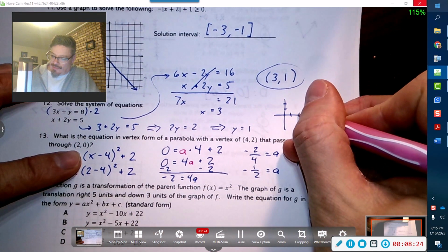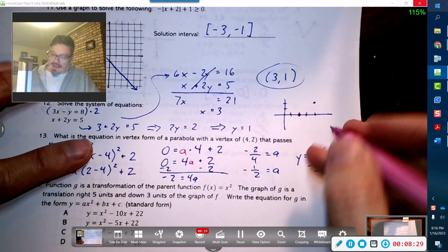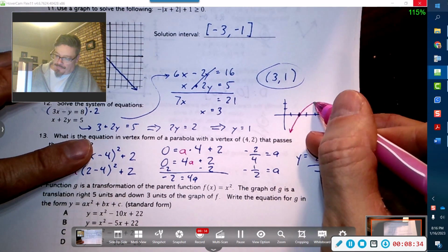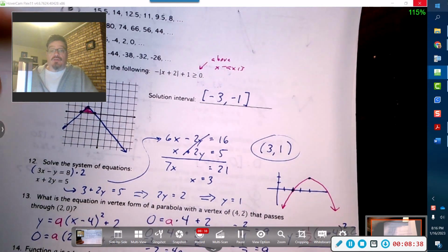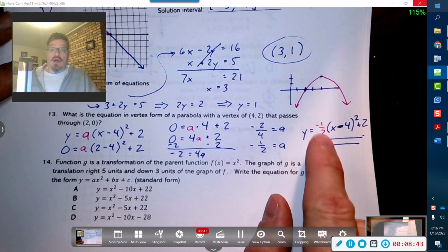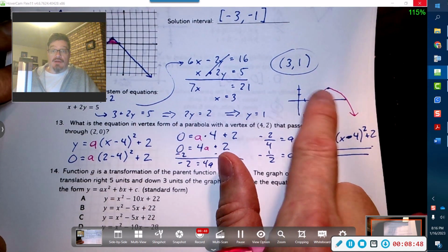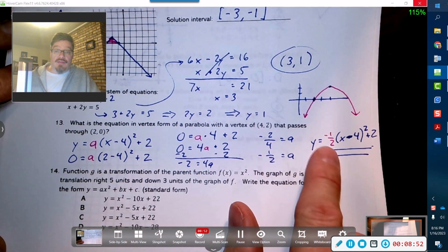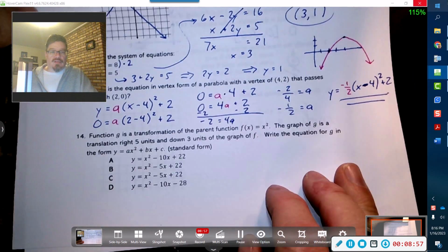Do you see why this has to be negative? Notice that this has to point downwards to pass through that point. It also had to widen so that it could pass through (2, 0), and that is why it's negative, and that is why it's a fraction. If it had been (4, 0), then this would have had to go upwards, and we would have found in our result that it was positive. So always check for the reasonableness of your answers.